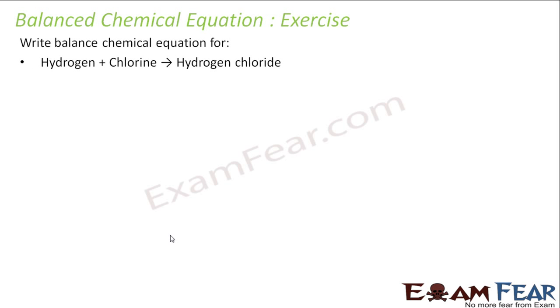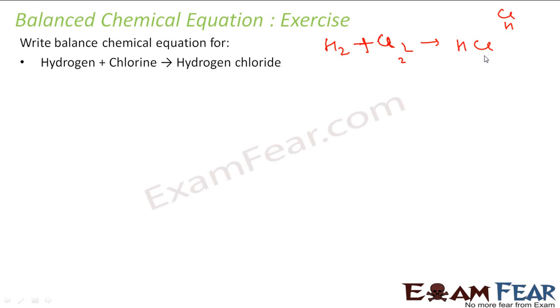Now let's take some more examples. Here we write a balanced chemical reaction for hydrogen plus chlorine is equal to hydrogen chloride. So we have hydrogen, we have chlorine, both two gases, right? We know that H exists in H2 form, chlorine exists in Cl2 form. This gives HCl. Now it is not balanced, you have to balance it. So the order will be first chlorine and then hydrogen.